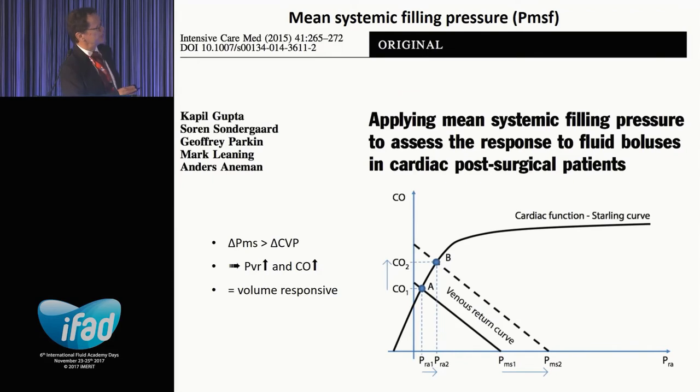This is another study from a Swedish group, I think. They did pretty much the same thing. Here you can see the Frank-Starling curve, and you see superimposed the venous return curve. They gave fluid to their patients. And you can see here, if the mean systemic filling pressure increased more than the pressure in the right atrium, so this is central venous pressure, then you are in this part of the Frank-Starling curve and cardiac output increased.